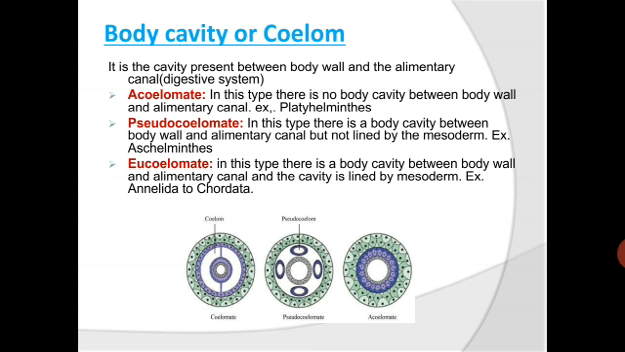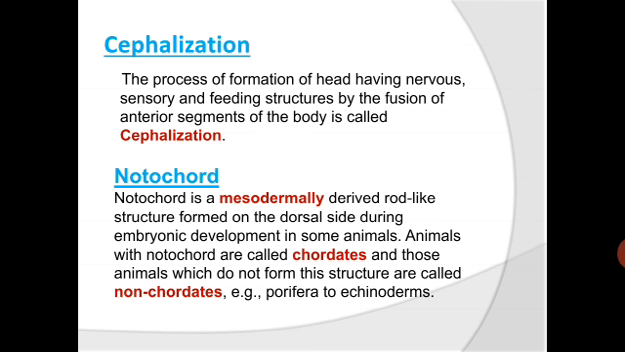Eucoelomate: in this type there is a body cavity between the body wall and alimentary canal, and the cavity is lined by mesoderm. So it is called eucoelomate. Example is Annelida to Chordates, which exhibit this type of body cavity. So there are three types: acoelomate, pseudocoelomate and eucoelomate. Okay, these questions also may be asked for 1 or 2 marks.